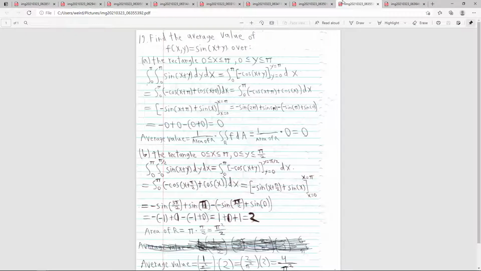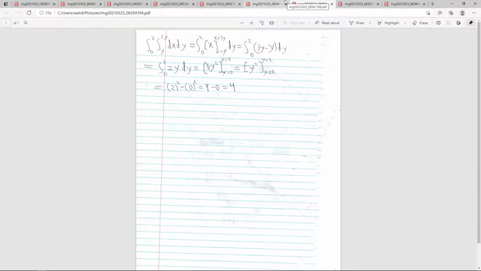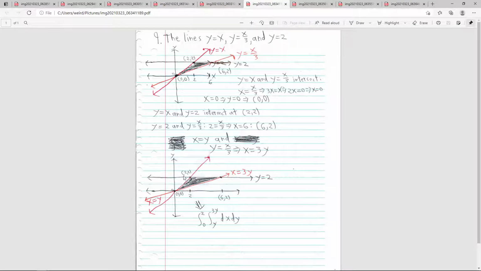The integral doesn't take long to solve. I had these in a page because of this. The trick here: we have y equals x and y equals x over 3. They intersect, kind of obviously, but especially from the graph, at x equals 0.